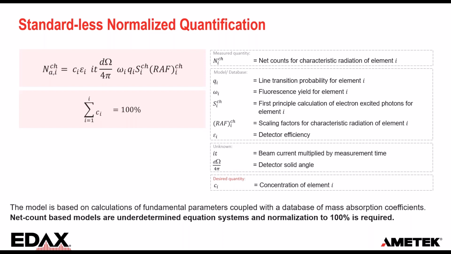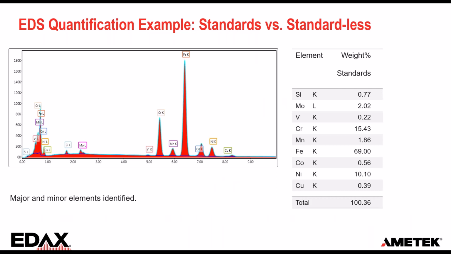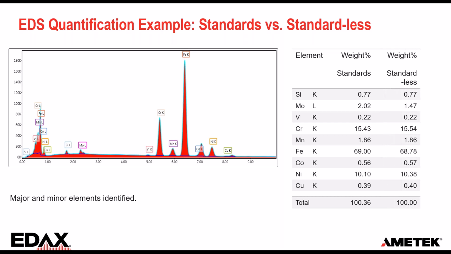And to see what that means, not in terms of formula, but in terms of quantification, we're gonna look at a short example. So here you can see a spectrum of a sample in which all the elements have been identified. And now we're gonna compare the quantification results from a quantification with standards to a quantification that is normalized. And what you can see is that both results kind of resemble each other. So no problem here. We don't see an issue.